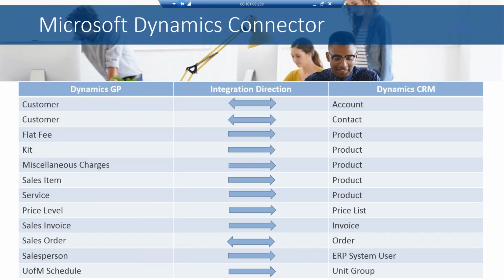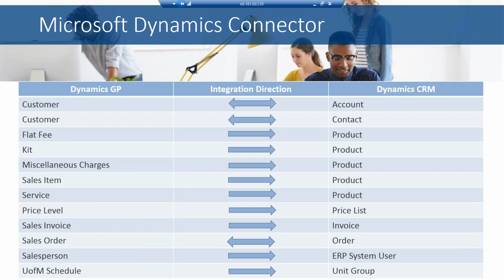There are some other things that are integrated, and so I'll talk in general that we have things like flat fee, kit, miscellaneous charges, sales items, and service items, and this all relates to inventory. And those are the different types of inventory items that you can set up. If you'll notice, with this tool those are all a single direction from GP to CRM. What that means is that if you're using the Dynamics connector, you will have to make sure that those get set up in GP first, and then they will populate over to CRM.